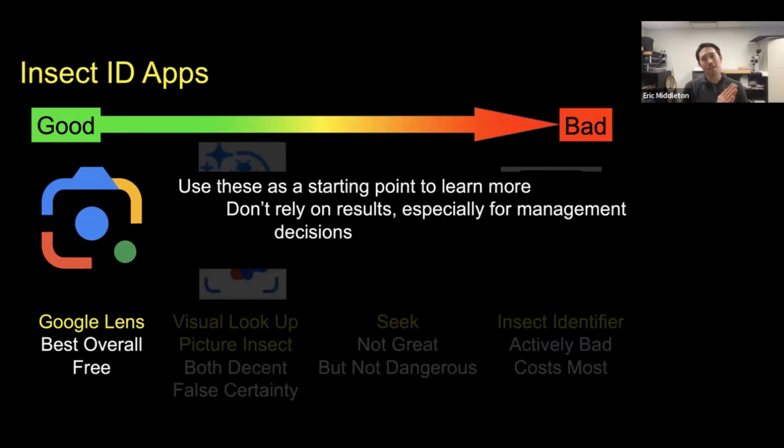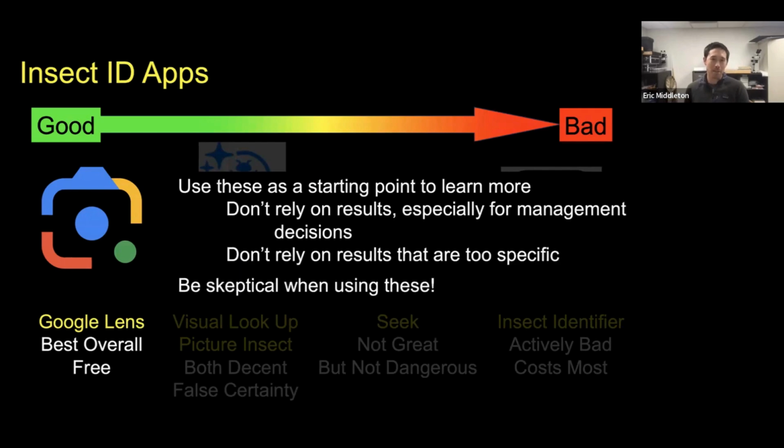Now, if you are using things like this, you should only ever be using them as a starting point to learn more, and you shouldn't be relying on these results, especially for any management decisions you might have to make. And additionally, sometimes these will give you pretty specific results. Don't trust those too much either. The more general it is, generally speaking, the better it is. If it's taking you down to a species, it can be a little bit tricky.